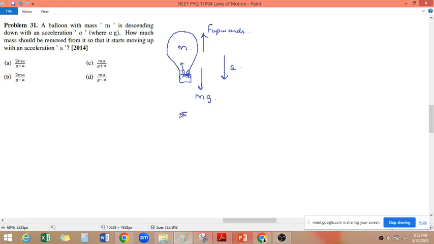So as usual, I will say sigma F is equal to MA. So F upwards minus mg is equal to, don't forget there is a minus ma. Downwards means minus ma. So what this means is, even though the engine is giving some F upwards, this is actually bigger, so that means it is descending downwards. So this will come on this side, so mg minus a.